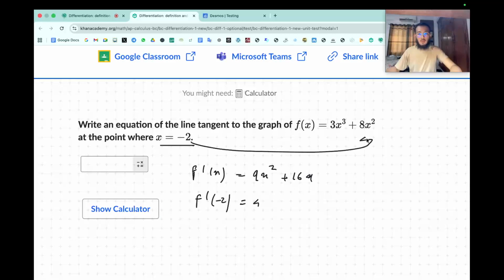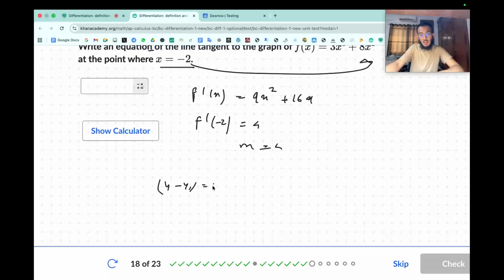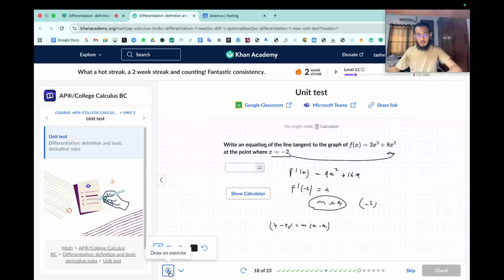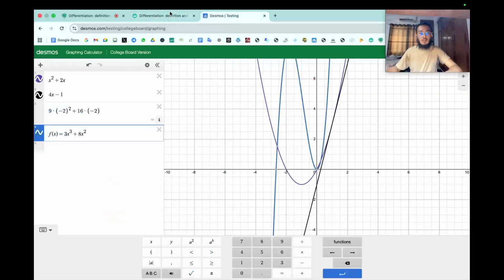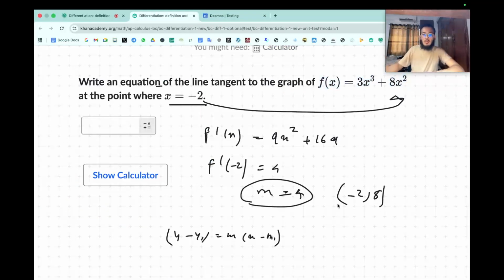And what about -2 here? Because we need a point. This is the gradient of the slope, m equals 4. In order to find the equation of the tangent, we need y minus y1 equals m times (x minus x1). We got the m, which is 4. But what about the point? We know that x equals -2. We also need the value of y. So in order to do so, we plug in -2 here to get 8. So the point is (-2, 8). Now y minus y1, y minus 8.